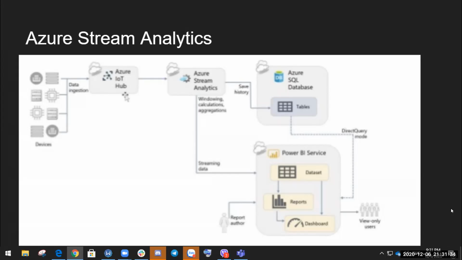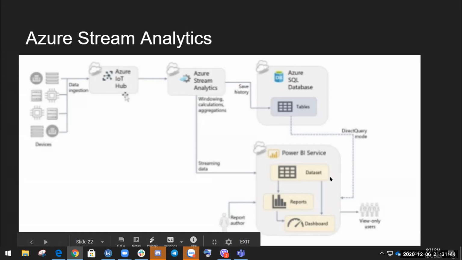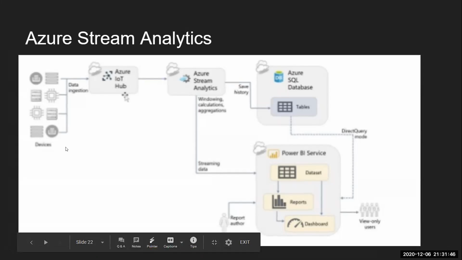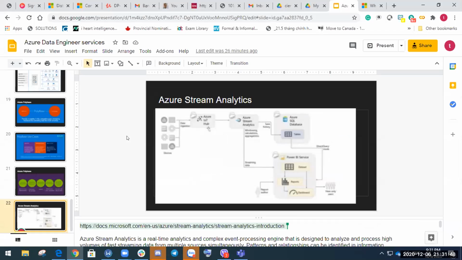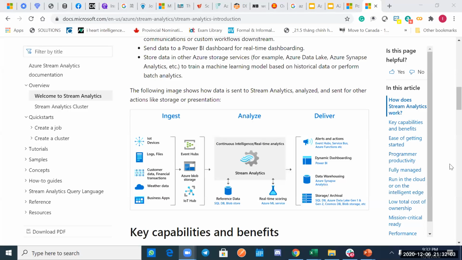So let's go to the Azure documentation to see some more information on this. Let me start sharing on my other computer. Sorry that we have to switch between these two, because I put these slides in different places. So let me share it here.